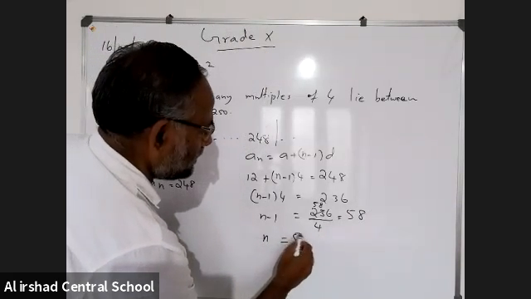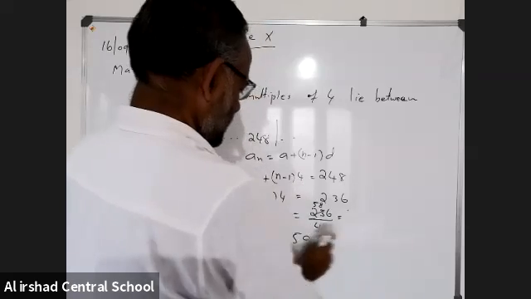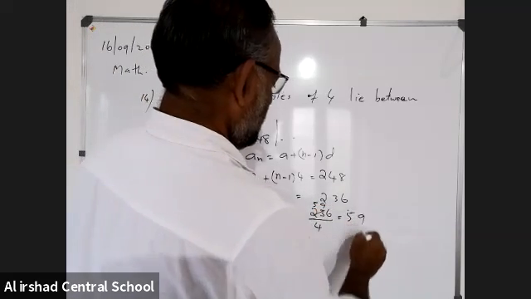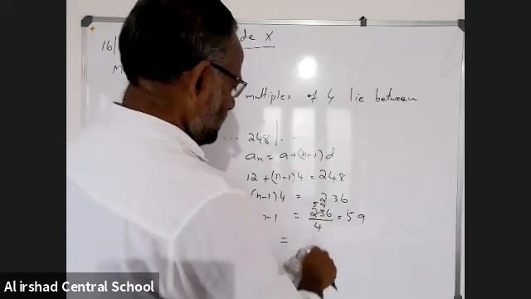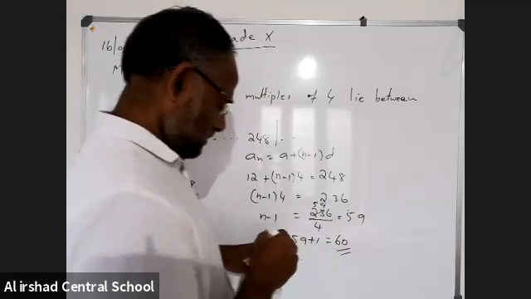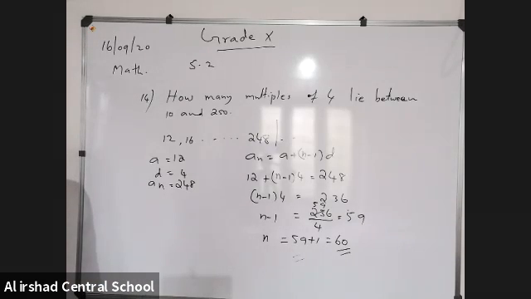So N minus 1 is 58, so N is equal to 59. Correct? 9 fours are 36, this is what happened. That means 59. Then N is equal to 58 plus 1, that is 59. Correct? Yes, sir. I think all of you did this one. This was the homework, I think. So I gave it to you as homework.